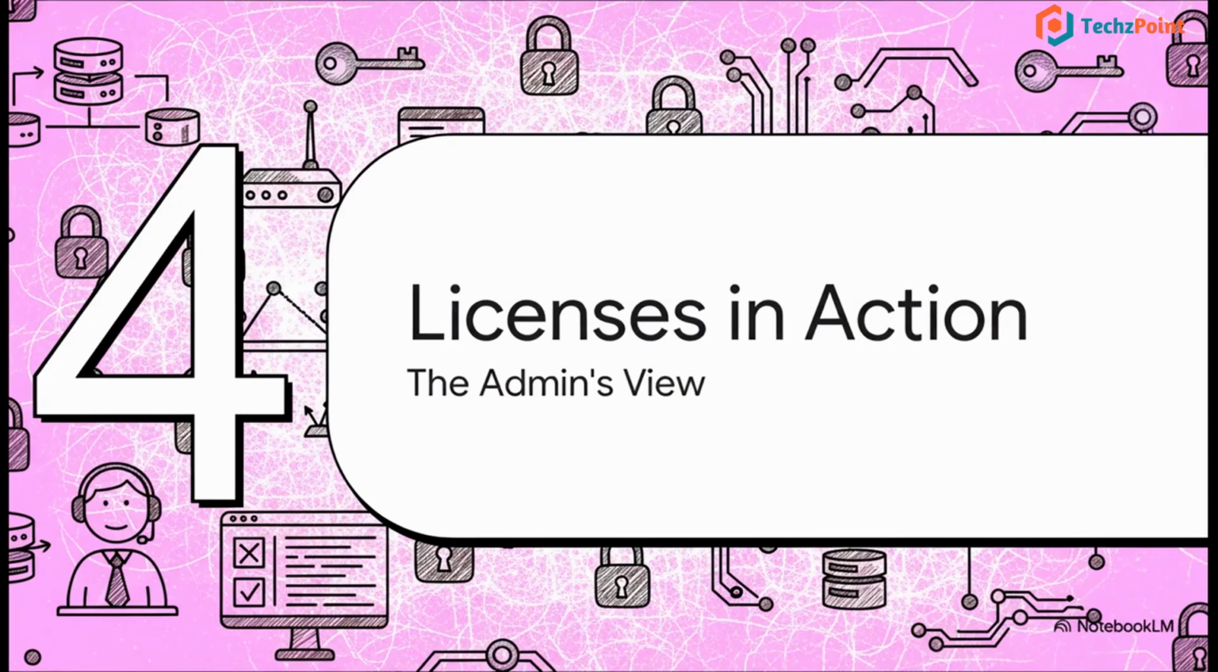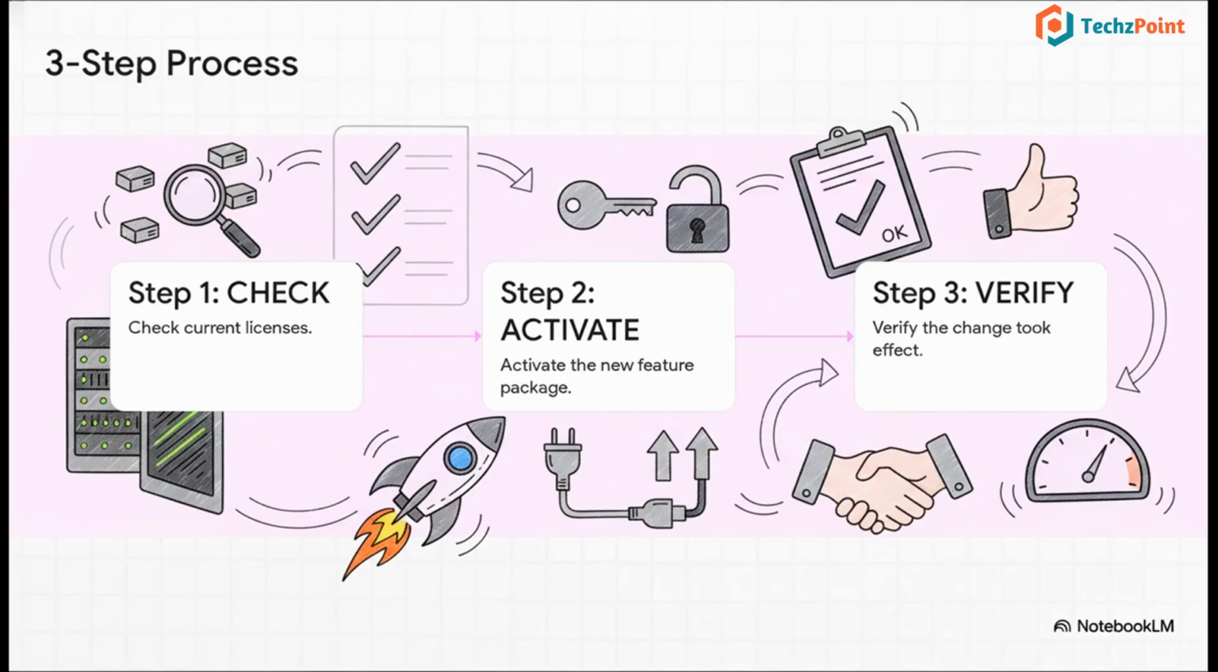Okay, so that's all the theory, but what does this actually look like for the person who's managing the network day to day? Let's walk through exactly how an administrator would put one of these licenses into action. And it's really a super straightforward 3-step process. First, you check to see what's already running. Second, you activate the new package that you need. And third, you verify that the change actually worked. That's it. Check, activate, verify.